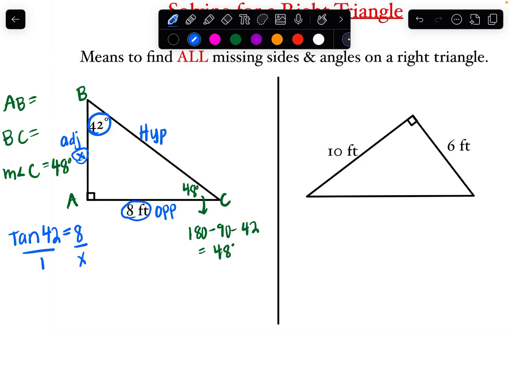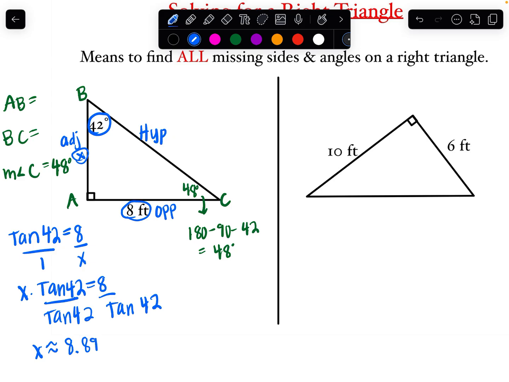And then recall solving this, we solve it like it's a proportion. So x times tangent of 42 equals 8. Dividing both sides by tangent of 42, we would get that side AB is approximately 8.89.